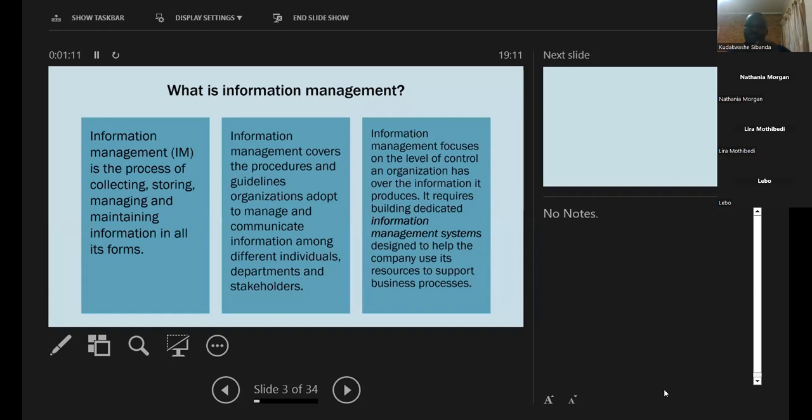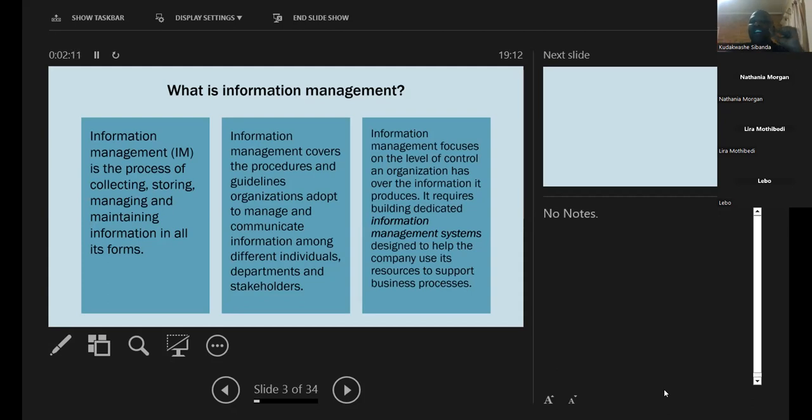But that management of information is in stages. You first have to collect the information. Then you store the information, you manage it, you maintain it in all its various forms. So what information management does, basically, it covers the procedures and guidelines organizations must adopt. Organizations must adopt certain procedures or guidelines in order for them to manage and communicate information among different individuals, departments, and stakeholders. Remember, within a company, there's information that will come from the HR department, from the finance department, maybe from the guys at the workshop. So for the way that information is communicated or managed, there have to be some guidelines and procedures that an organization must adopt. That's what we're trying to say.